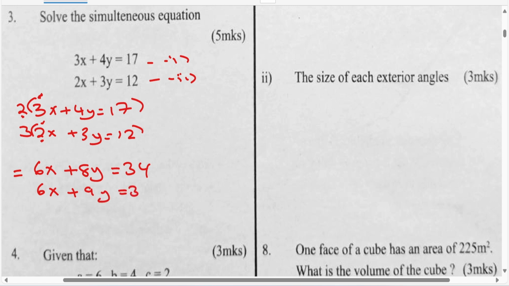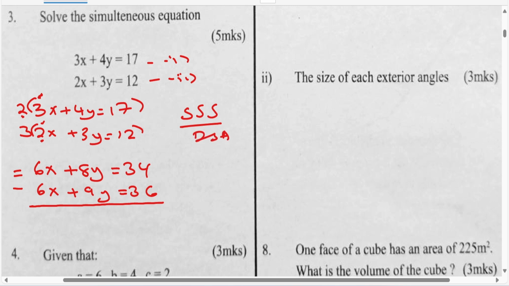12 times 3 is 36. Now when you subtract them, why do you subtract them? Because if you look at 6x and 6x, both of them have the same signs. Zote ziko na same sign. Why? Zote ziko na addition, so zote zinaanza na positive. Therefore same signs subtract, different signs add.